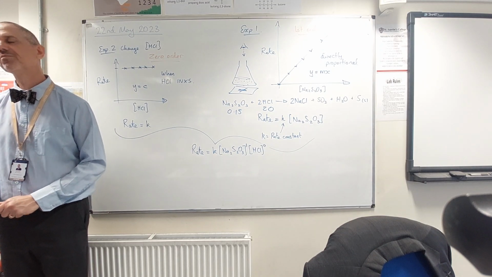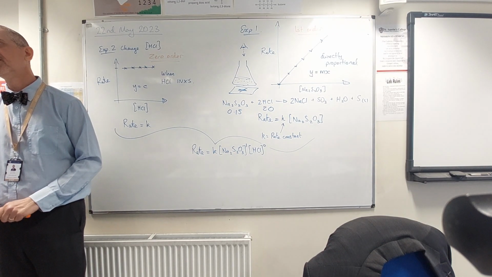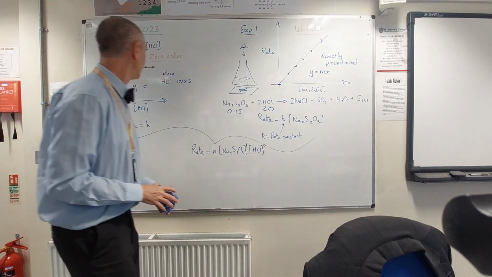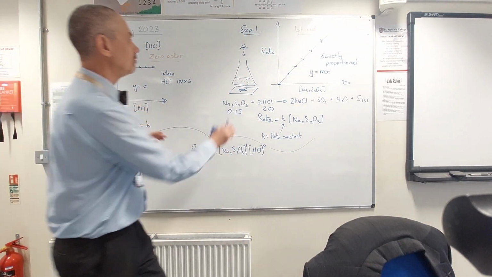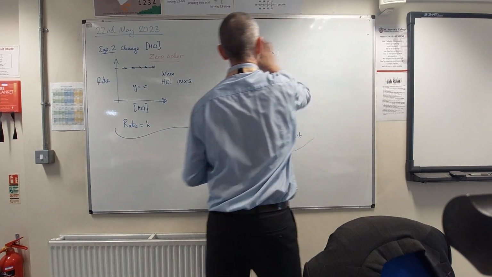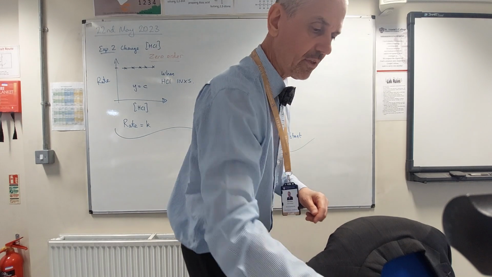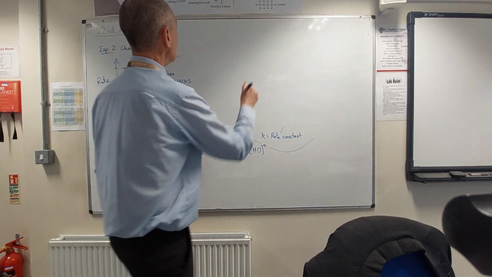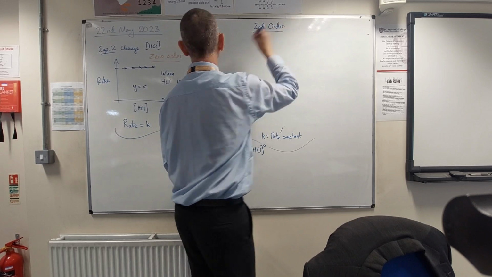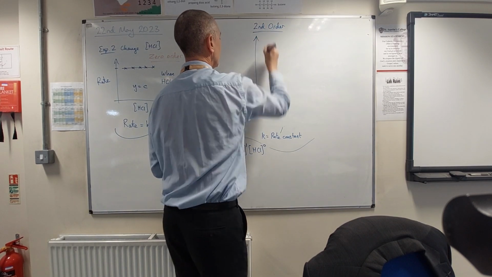Would it be like it squares it? Well, let's have a look at that. If you increase this by this much, the rate would increase by. Yeah, it's like an exponential. Okay, so that should have been in orange, shouldn't it?